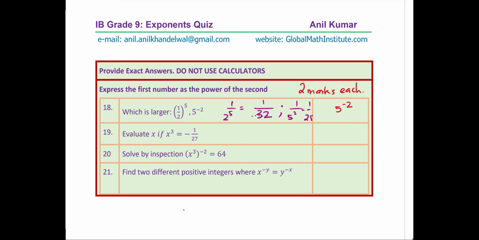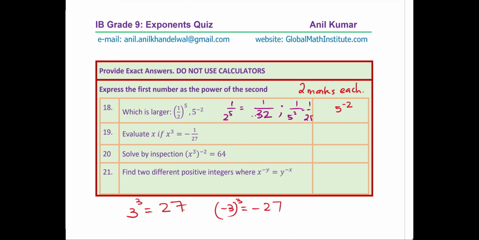Question number 19. Evaluate x if x cubed is minus 1 over 27. You have to figure out how you get 27 as a power of a number. We know 3 cubed is 27. So that should help you to answer this question. We also have a minus here. So minus means we could have minus 3 cubed, which will be minus 27.